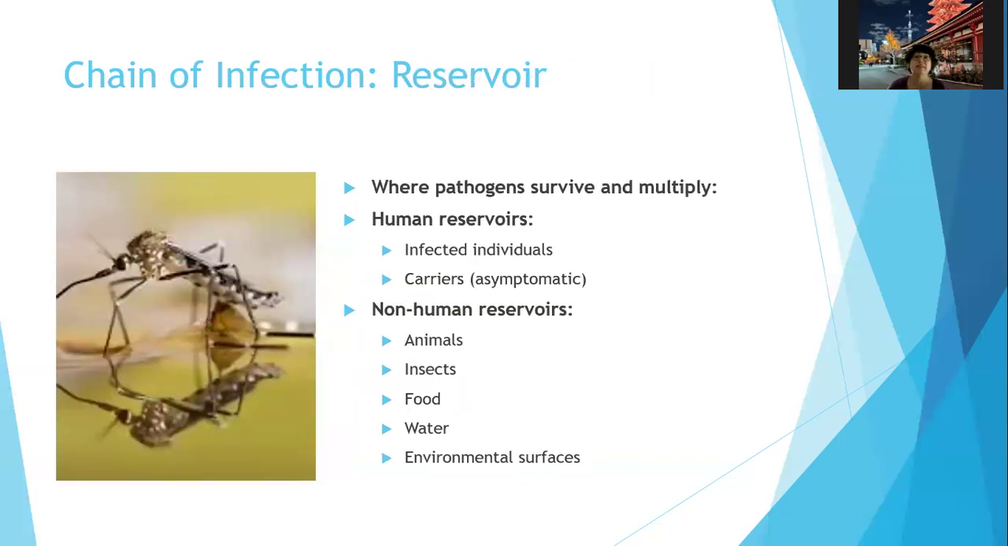The next step in the chain of infection is a reservoir. That's where the pathogens survive and multiply. Human reservoirs include infected individuals. So if I have a cold, I'm a reservoir for the cold virus. Carriers are people carrying the pathogen but who are asymptomatic. They're not actually sick, but they can make you sick. Non-human reservoirs are animals, insects, food, water, and environmental surfaces. The world is full of reservoirs.